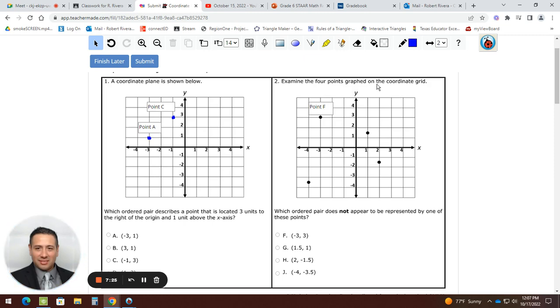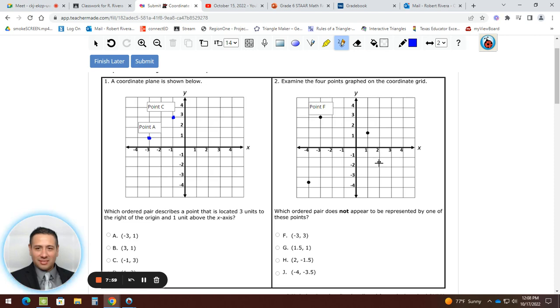I'll do letter H. Get my pencil. Start at the origin. Letter H. 2. Right or left? Right. 1 unit, 2 units. Negative 1.5. Up or down? Down. Okay, negative 1.5. What does that mean? Like, it's in the middle. Between 1 and 2. Very good. Between 1 and 2. So I'm moving 1 and a half.